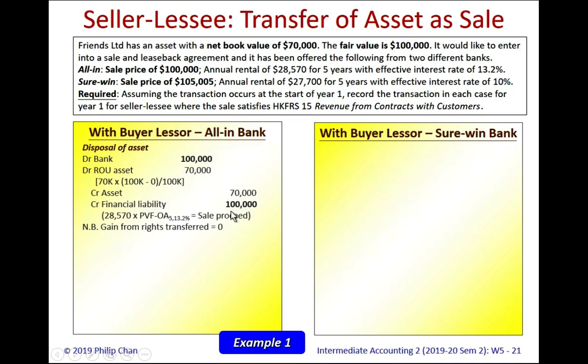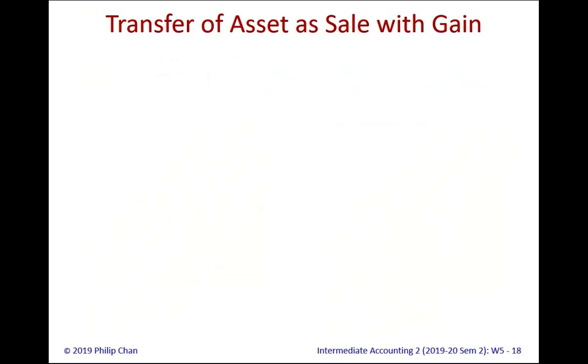Now notice that I've highlighted two numbers: bank 100,000, which is the sales proceeds, and then the financial liability is also the same, which is 100,000. What can you see from there? Well, remember, if the financial liability and the sales figure are equal, then in fact there shouldn't be any gain from the rights transfer. Right? Just in case you forgot, I will go back to that slide.